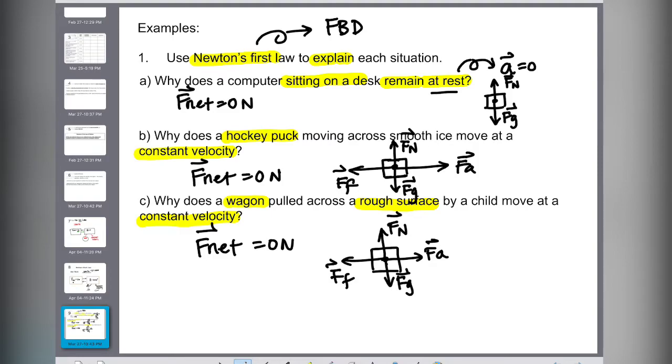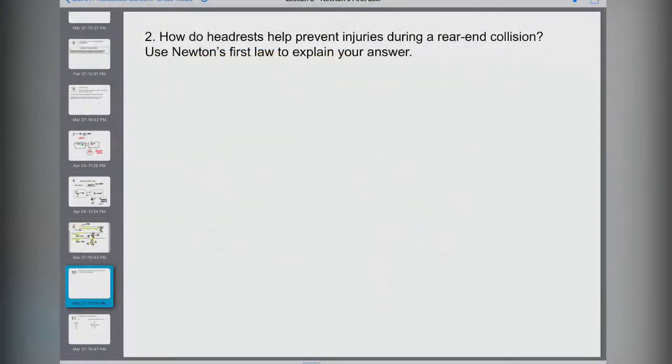The only thing that I'm asking you to check, if anything: do you have arrows on your picture? Are all your forces coming from the middle of the box? Do you have arrows above your forces?